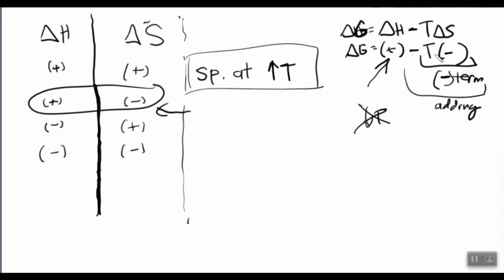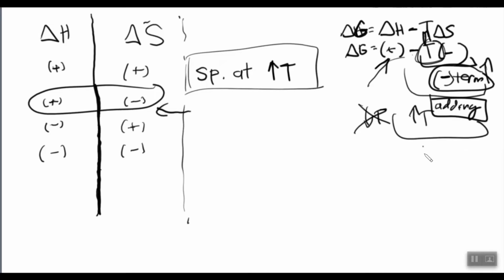So let's try seeing if we increase the temperature. If we increase the temperature, guess what happens? Things get worse, and the reason is, as T increases, this negative term becomes larger because you're multiplying by a larger number, and this means that you're subtracting by a larger negative number, which means you're adding a larger number. Now when you're adding a number to a positive number, you're going to get a big positive number. And that's bad, because we're making delta G bigger and bigger and bigger. But that's not what we want. So it seems like increasing temperature doesn't work as well.